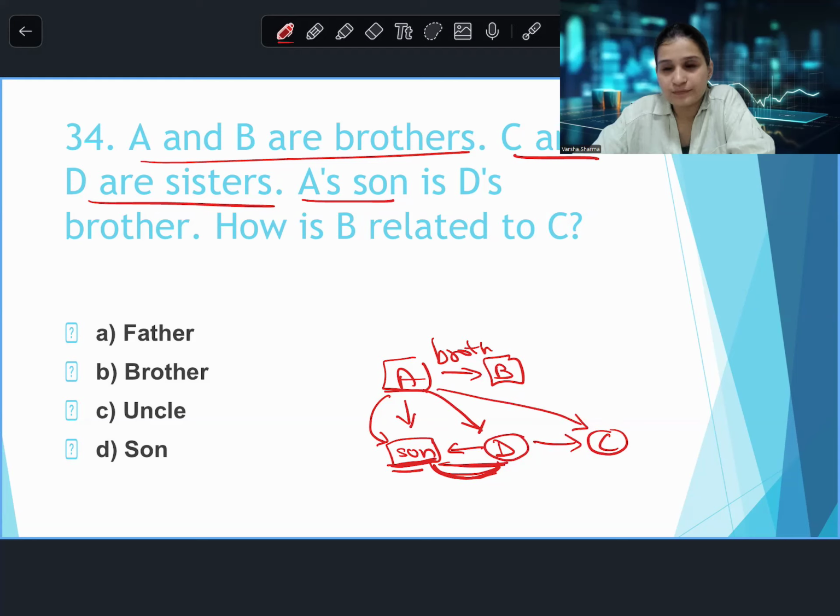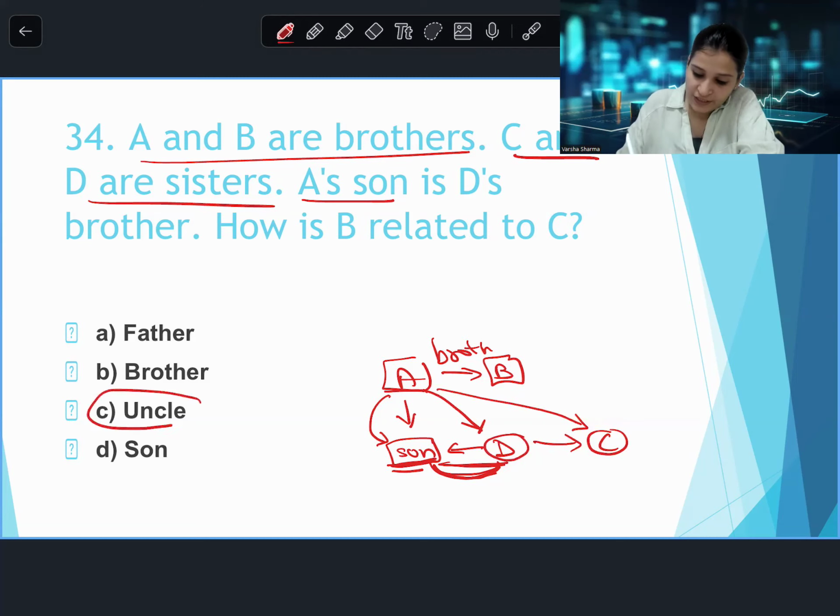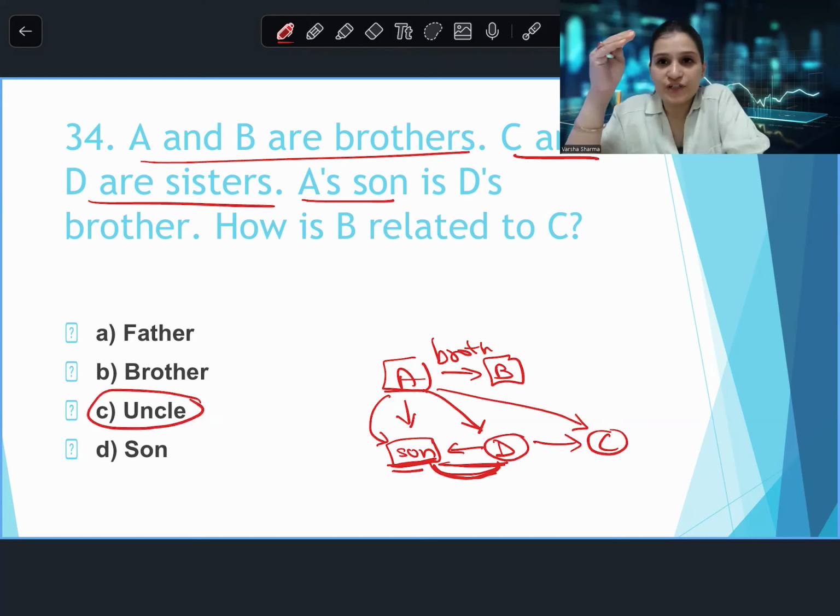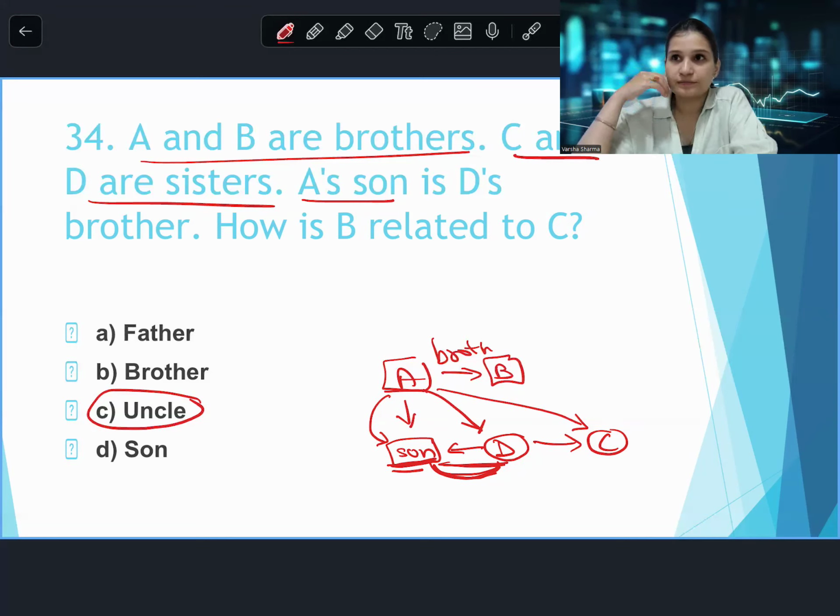Clear? Okay, ma'am. So now who is B? C's father is A and B is the brother of A. That means B is the brother of C's father. Who will be B? Uncle. If a person is in the above generation as you and is not the father, then that person will be the uncle. Right? Yes, ma'am.